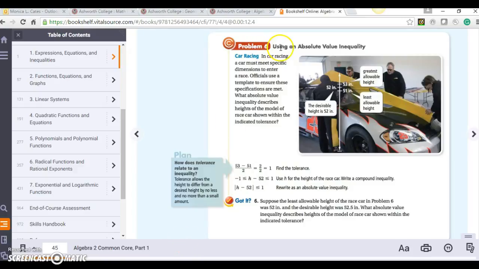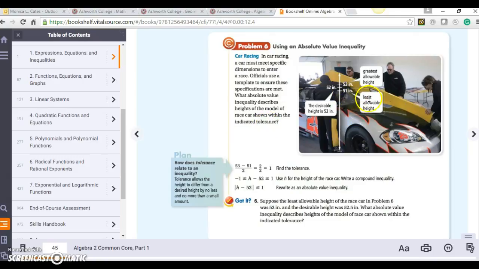Okay, we're looking at problem 6 from section 1-6. It says using an absolute value inequality. Car racing. In car racing, a car must meet specific dimensions to enter a race. Officials use a template to ensure these specifications are met. What absolute value inequality describes heights of the model of race cars shown within the indicated tolerance?